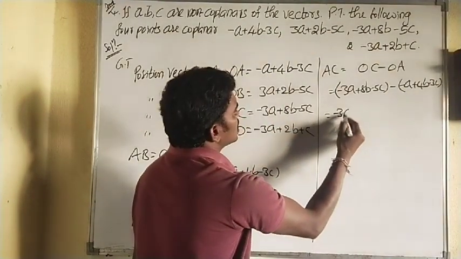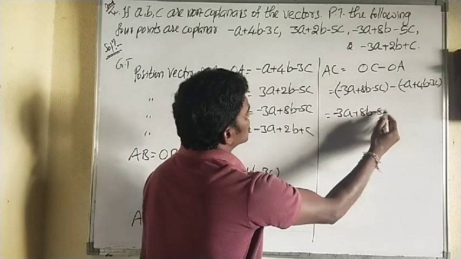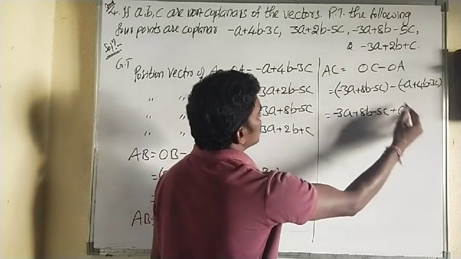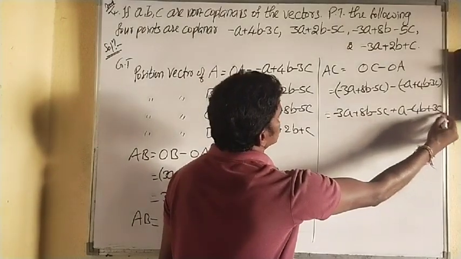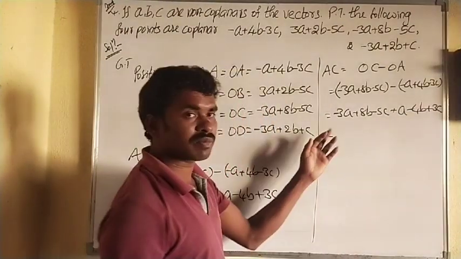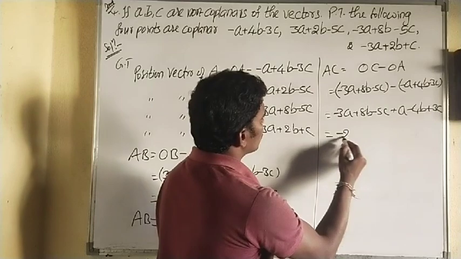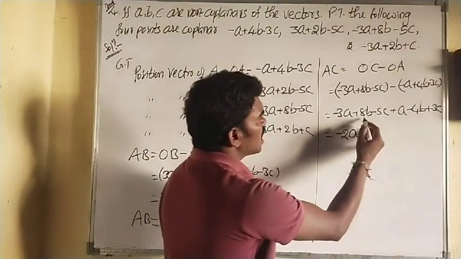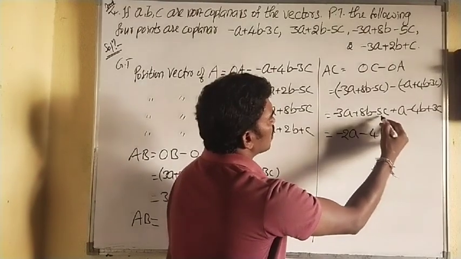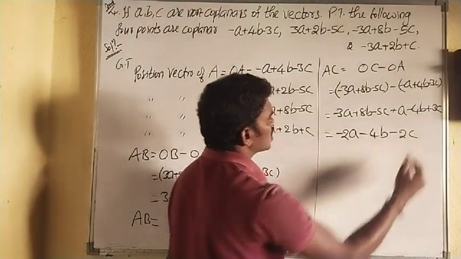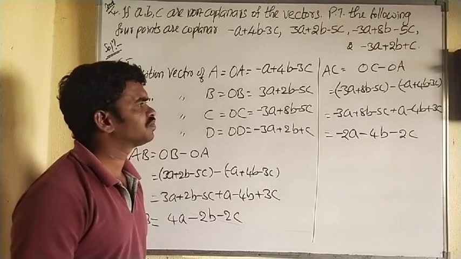So minus 3a plus 8b minus 5c. Now minus into minus plus a, minus into plus minus 4b, minus into minus plus 3c. Now let us see the a terms: here minus 3a, here plus a, so we get minus 2a. The b terms: here 8b, here minus 4b, 8 minus 4, 4b. And the c terms: minus 5c plus 3c is minus 2c. So we got AC also.